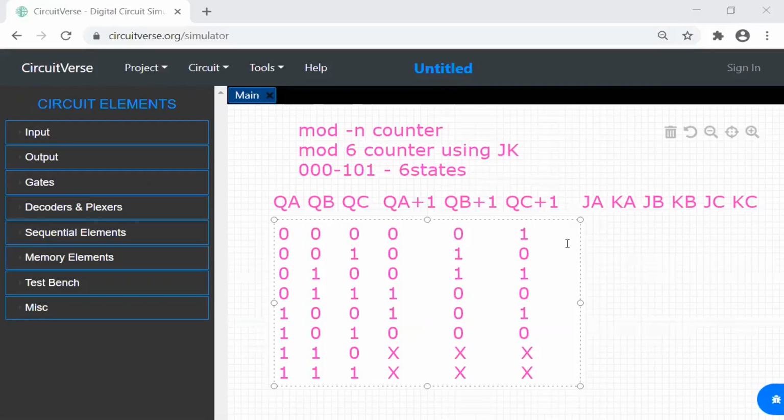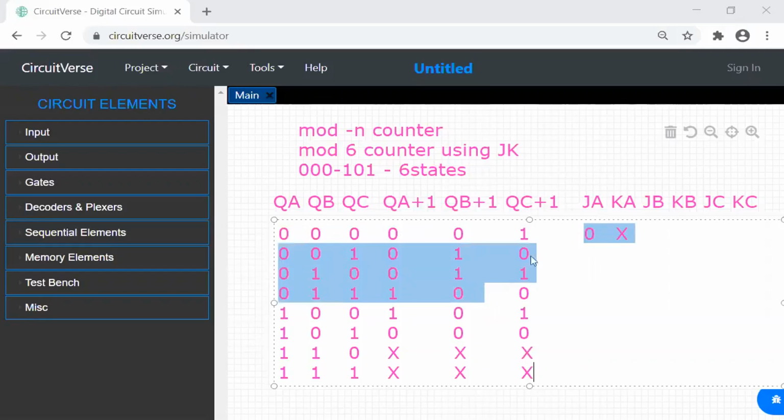Okay. So now let me write the K-map. Write the J and K values. To write JA and KA, I should follow QA and QA plus 1 and use the excitation table. What is QA over here? QA is 0, QA plus 1 is 0. For 0 and 0, according to the excitation table, it will be 0 and X.